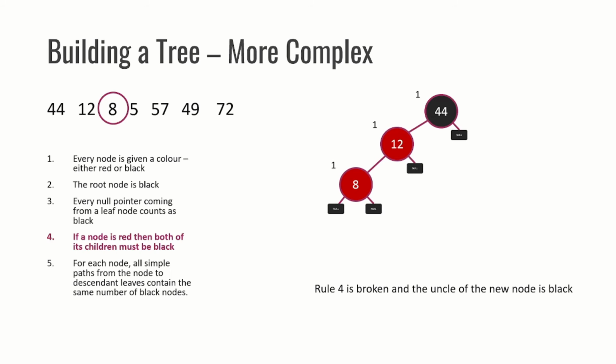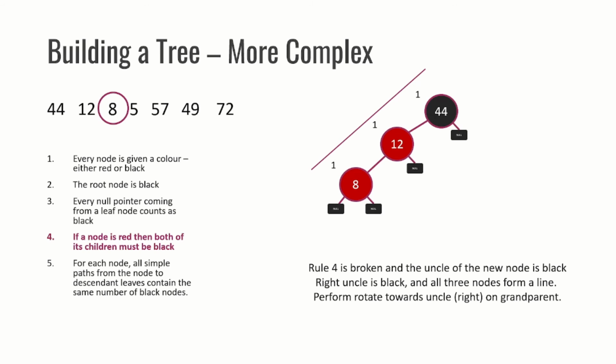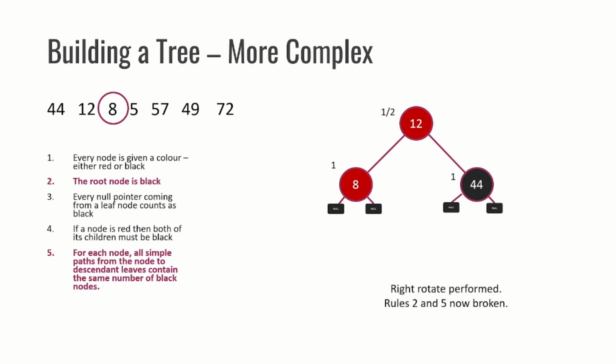So now we've got the scenario where number 12 doesn't have 2 black children. Number 8's parent is red, its uncle is black. So if you look, the right child of 44 is the black null pointer. So what we're going to do then is think about doing a rotation. 8, 12, and 44 are all in a line. They're all left children of each other, if you like. So that means we are going to rotate on the grandparent. I'm going to rotate right in this instance. So we end up with that.